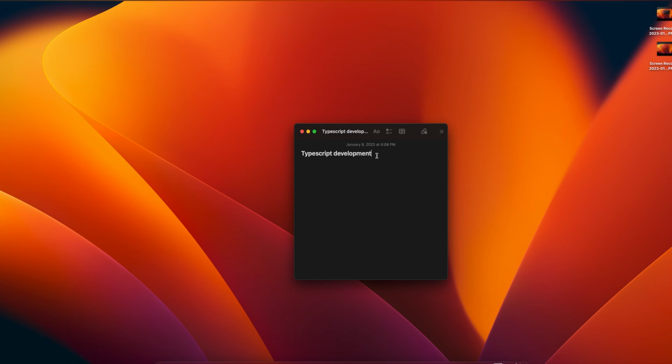So TypeScript development. What is TypeScript? Today I will discuss that, but will give only a brief idea, because everyone will get a better understanding if we go through the online tutorials on what TypeScript is. So I'm not going to discuss in detail what TypeScript is, but just give a brief understanding. TypeScript is a superset of JavaScript. So what do we mean by superset?